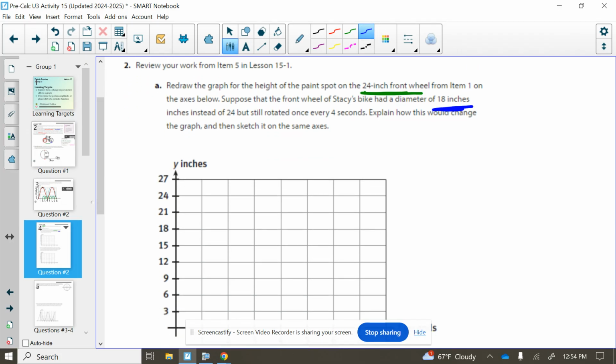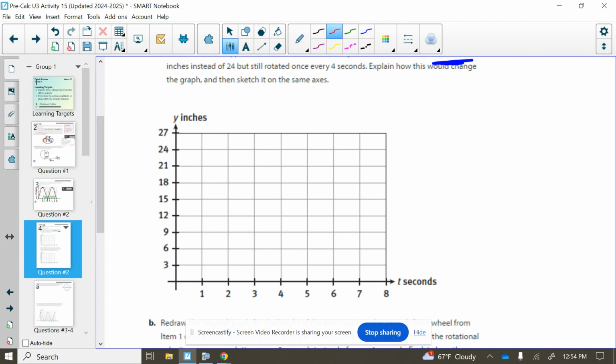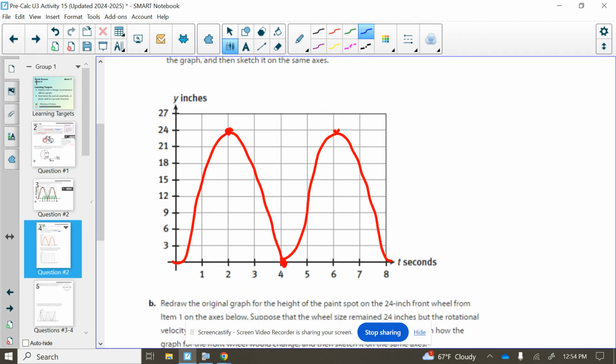Well, in this original graph, it would look something like this. Her wheel would be going up, down, back to the beginning, up, down, back to the beginning. If we change this wheel to only be 18 inches in diameter, but still spin around in the same amount of time, that max peak is going to change to only max out at 18 inches.